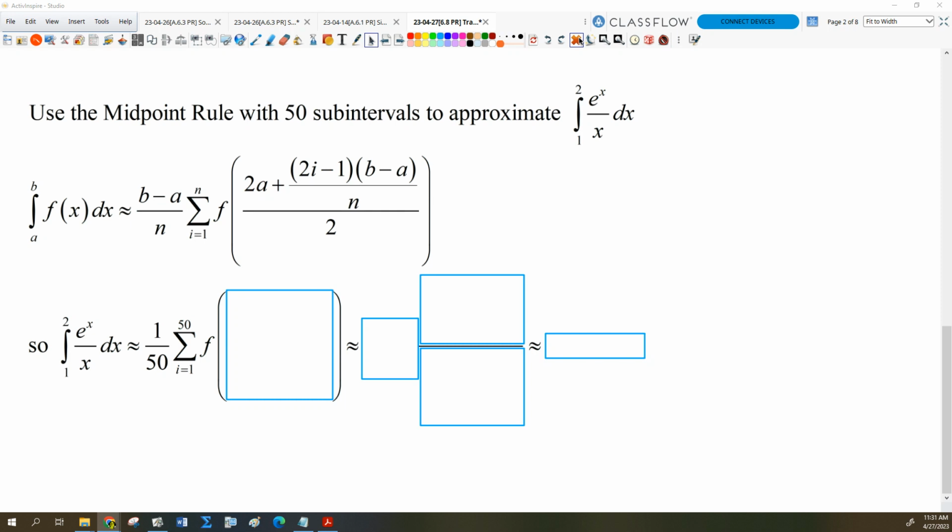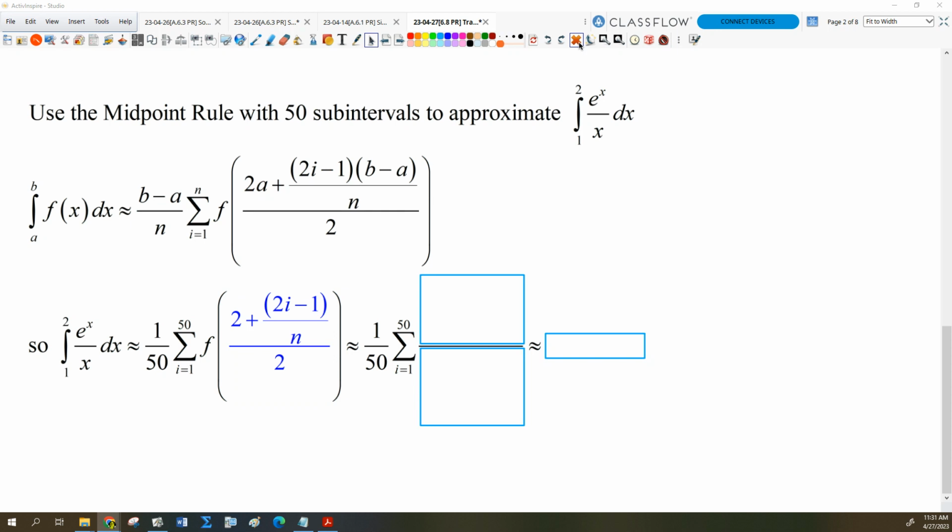Well, what's going to show up in here then? I'm going to get 2 times a. That's just going to be a 2, right? Plus 2i minus 1 times b minus a. Well, b minus a is just 1, divided by n over 2. Okay, good. So all that stuff really just simplifies to that.